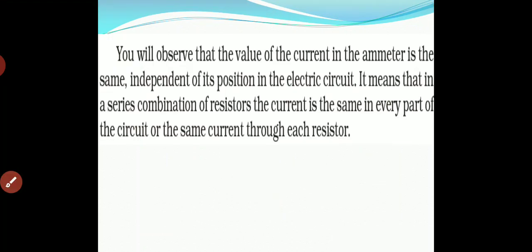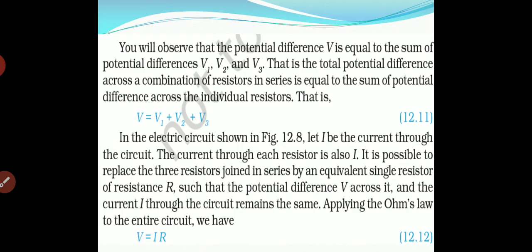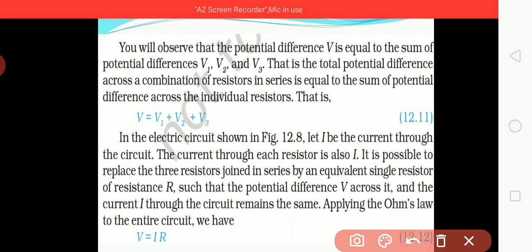You will observe that the value of current in the ammeter is the same, independent of its position in the electric circuit. It means that in a series combination of resistors, the current is the same in every part of the circuit, or the same current flows through each resistor. So in a series connection there will be the same I. I will be constant for all of them. Equal current will flow in all the resistances.